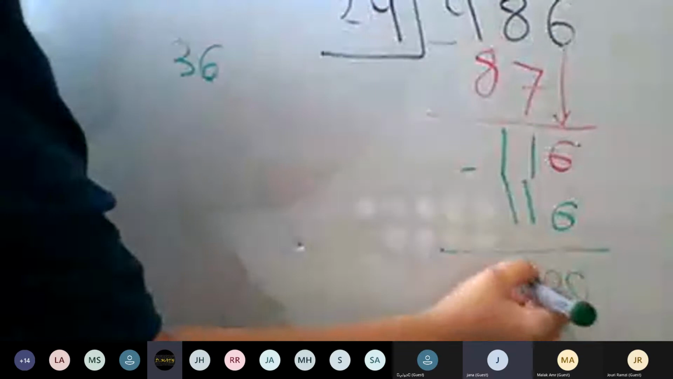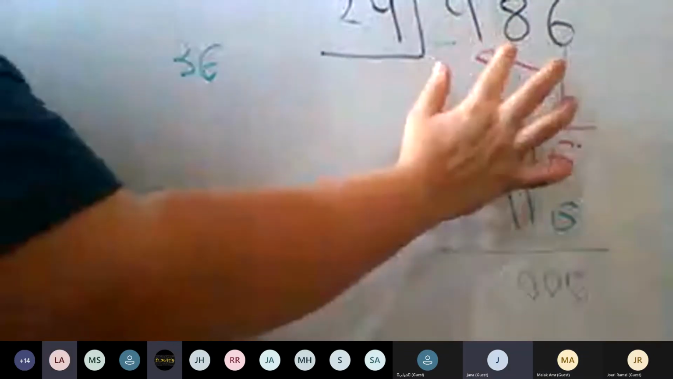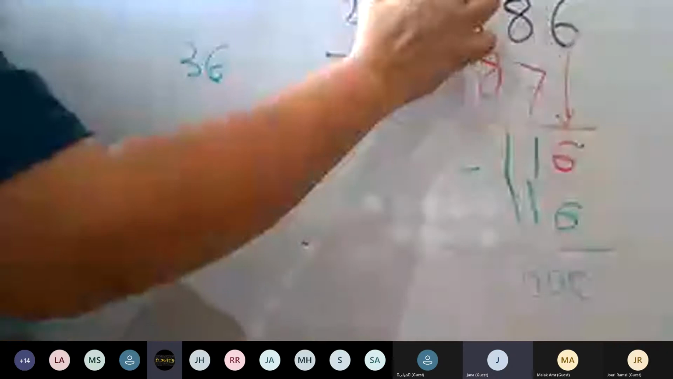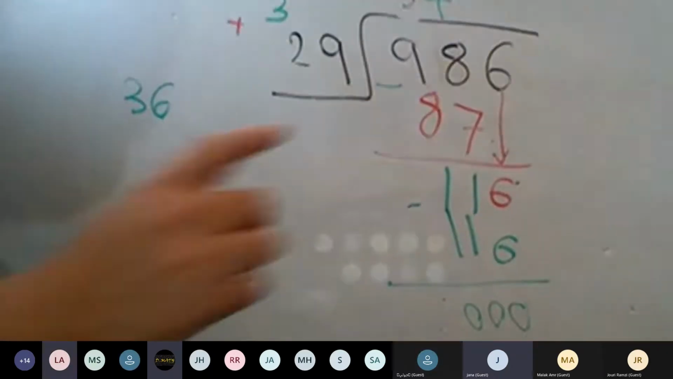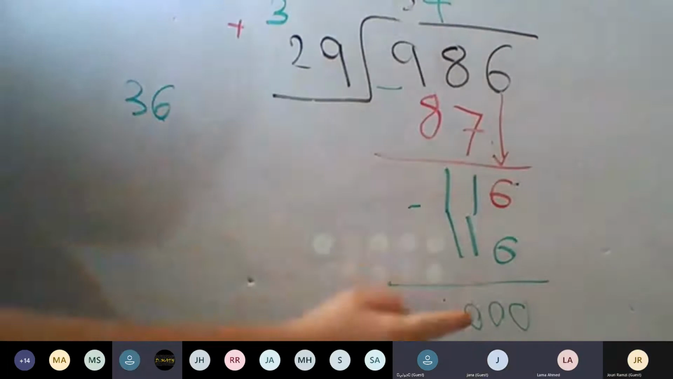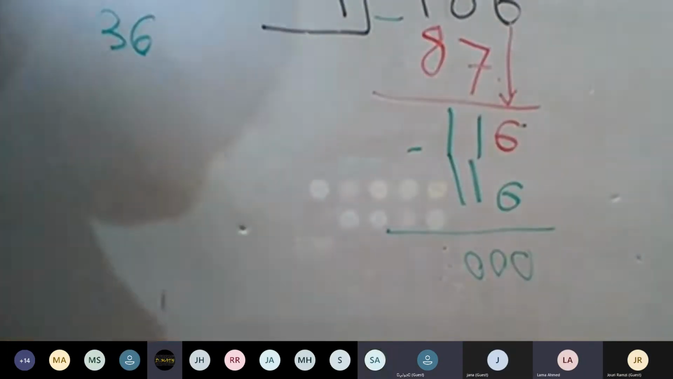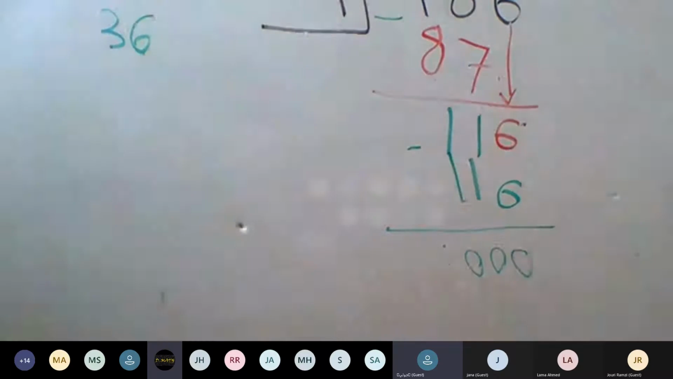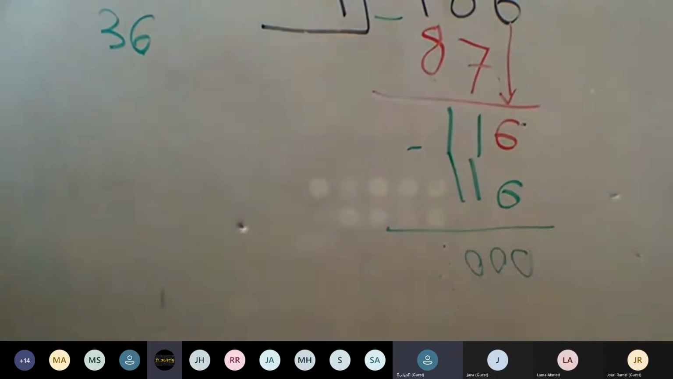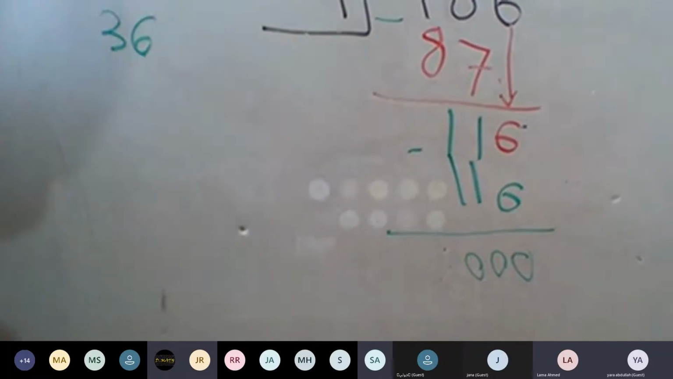So what if you divide now 986 by 29? What's the quotient? Teacher, I think it was from a long time ago, but I forgot it so much. Teacher, from where did you bring it?